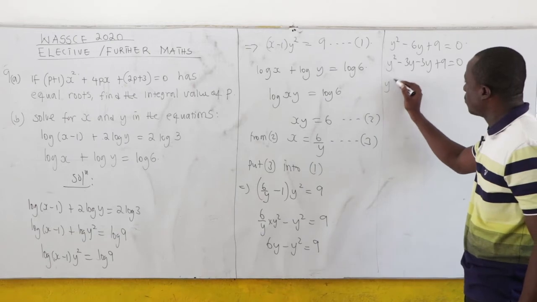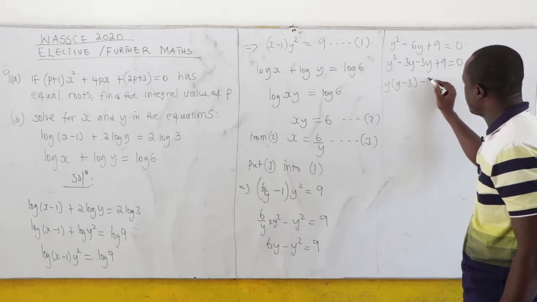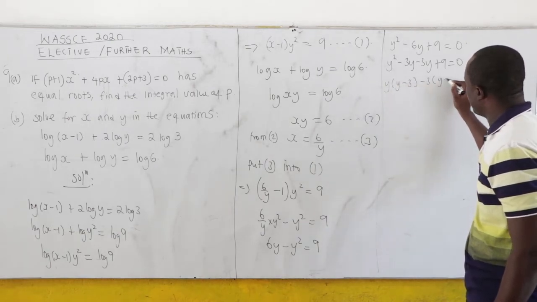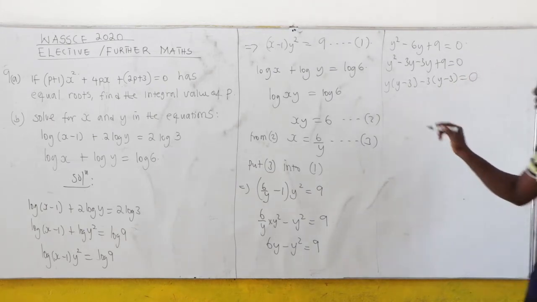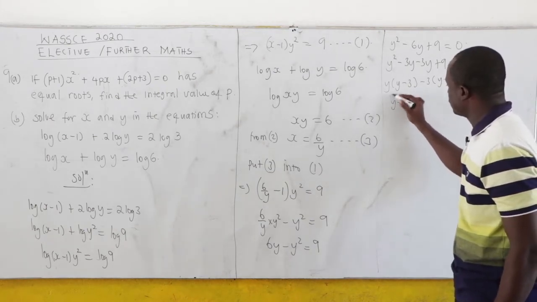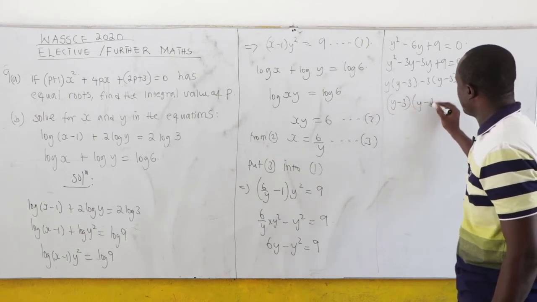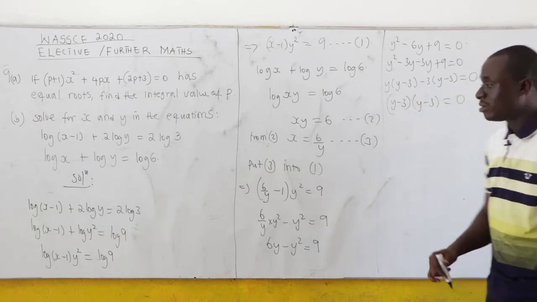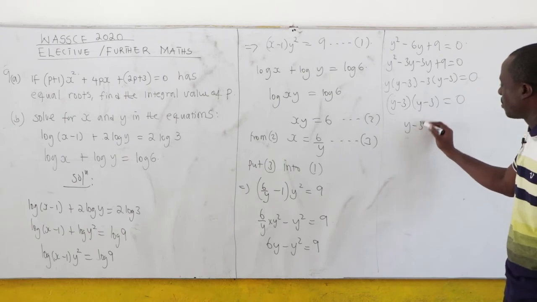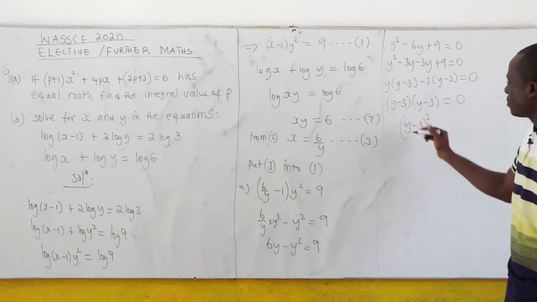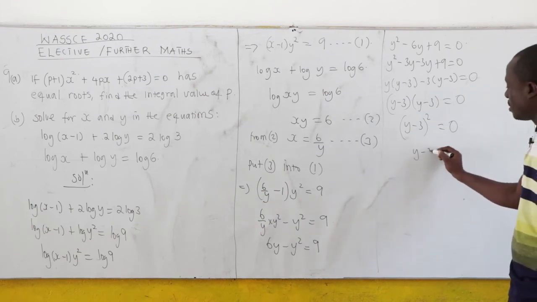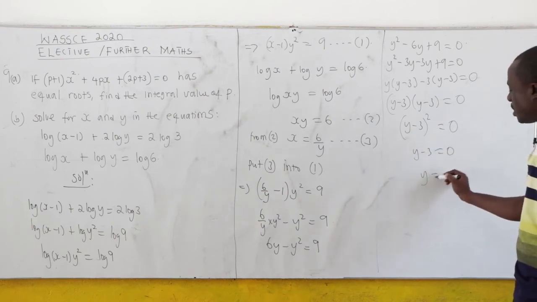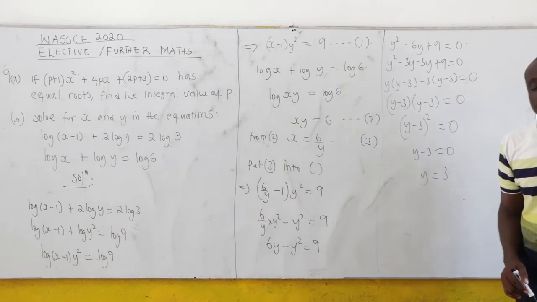So you have y² − 3y − 3y + 9 = 0. First two terms, y is common, so you have y(y − 3) − 3(y − 3) = 0. y − 3 is common. Factorize y − 3 out. And here we have (y − 3)² = 0. This time this square goes out, and this will change to the square root of that. So you have y − 3 = 0. Our y is just equal to 3.